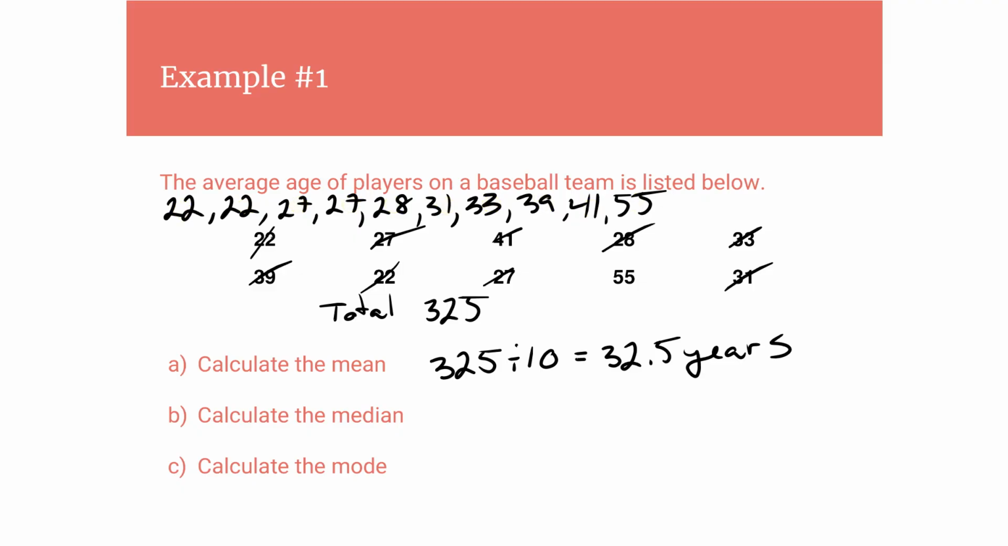Unfortunately, that means there is no exact centerpiece. The center of this series is right in between 28 and 31. So to calculate the median, we have to take the average of those two values.